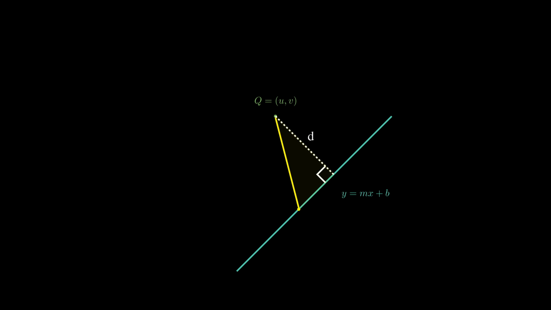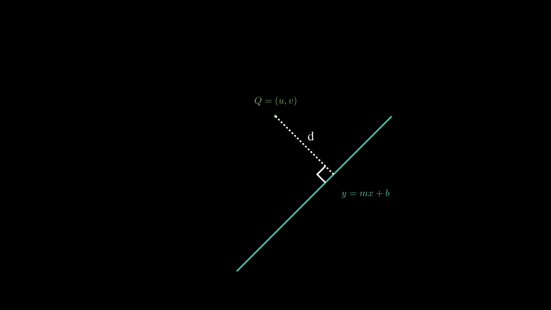Consider a point and a line. For convenience, let's label the point as Q and suppose it's centered at (u, v). And let's say the equation of the line is y equals mx plus b. The distance from Q to the line is the shortest distance from Q to any point on the line. This distance is precisely the length of the perpendicular line segment that passes through Q, which we will call d. Any other point on the line must have a larger distance to Q than d, because it forms the hypotenuse of this yellow triangle. So d must be the shortest distance.